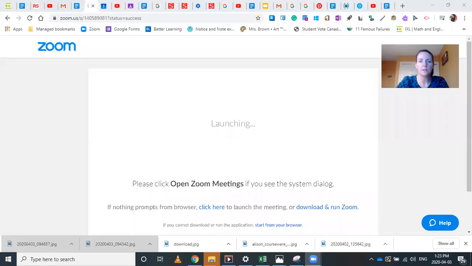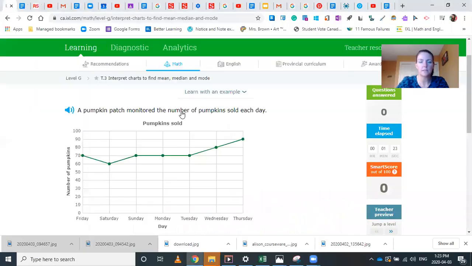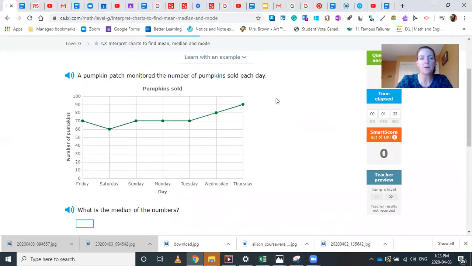Lesson, we're doing T3 and 4 today, and we are looking at interpret charts to find mean, median, and mode. All right, so let's look at this question together. A pumpkin patch monitored the number of pumpkins sold each day. Here we have a graph. You guys have done line graphs already, so you should understand what exactly this is representing. But let's look at it in terms of mean, median, and mode.